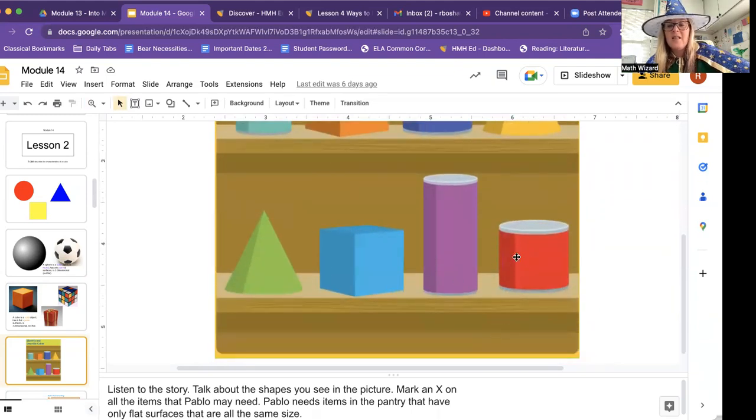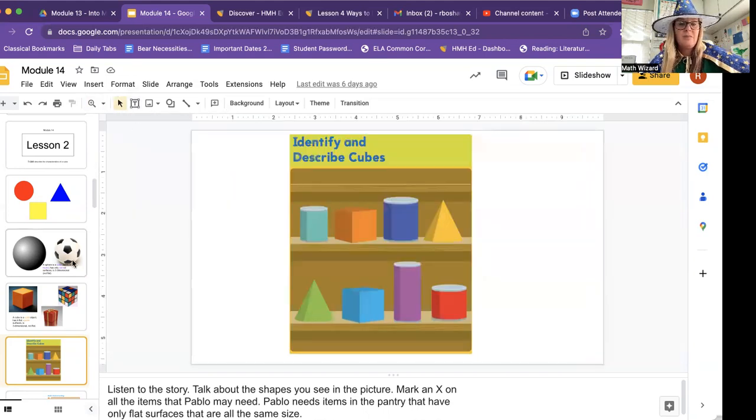And those cans, they have curved surfaces and flat surfaces. He doesn't need that. How about this one? Yeah, that one looks like one he could use. And there's another cone. So which are the ones that he would want? I'm going to circle them. Mark an X. Sorry, it says mark an X on the ones that he would need. There we go. Has all flat surfaces that are the same size. All right.